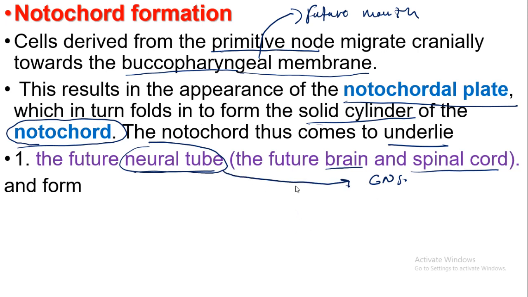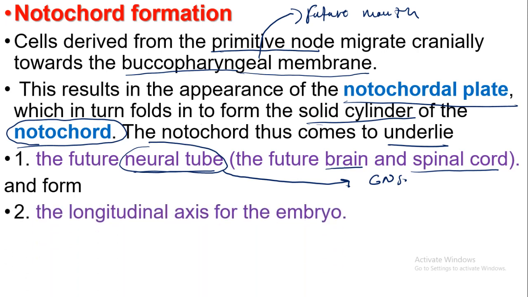Okay. So with that being formed, you need to understand that it also underlines the longitudinal axis for the embryo. With this being said, ladies and gentlemen, let's quickly look at neurulation, the main thing we are interested in, the formation of the neural tube, the formation of the nervous system.